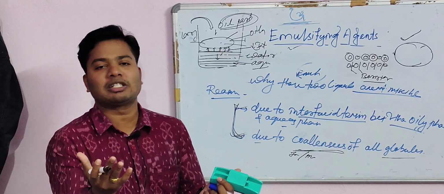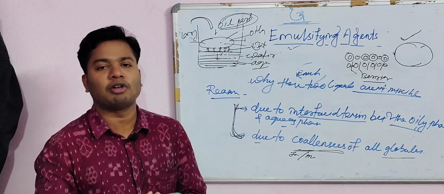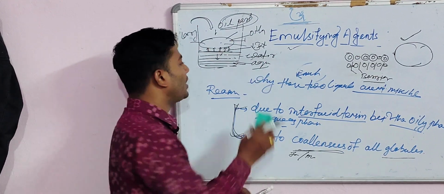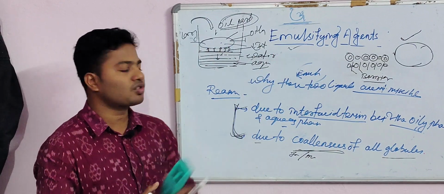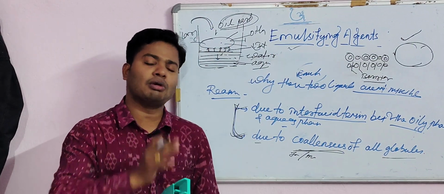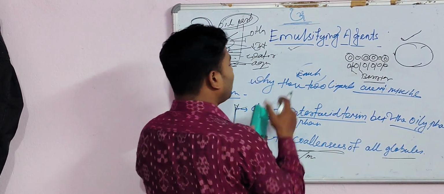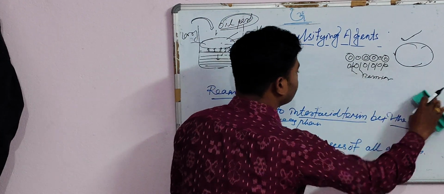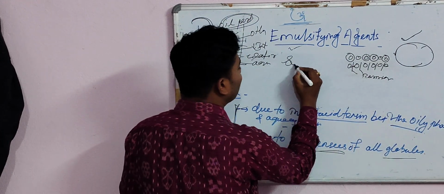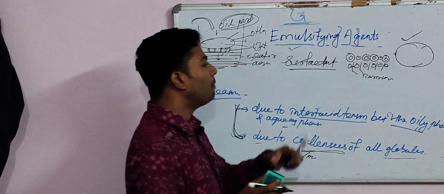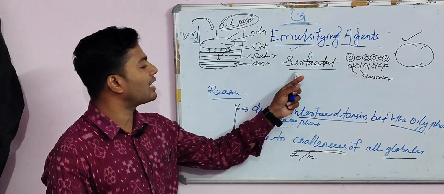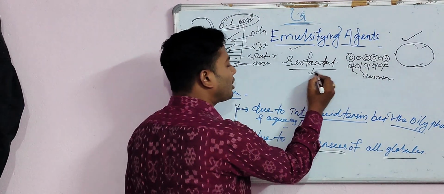So what do you mean by emulsifying agent, or what is the definition of an emulsifying agent? Emulsifying agents are substances that are used as a surfactant. So what do you mean by surfactant?